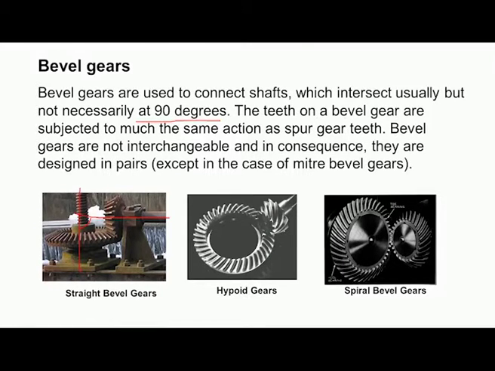The teeth on a bevel gear are subjected to much the same action as spur gear teeth. Bevel gears are not interchangeable, and in consequence they are always designed in pairs. I can see here we have straight bevel gears, the teeth are straight, whereas here spiral bevel gears, there is curve, the teeth are curved. Again this type is called hypoid gears.